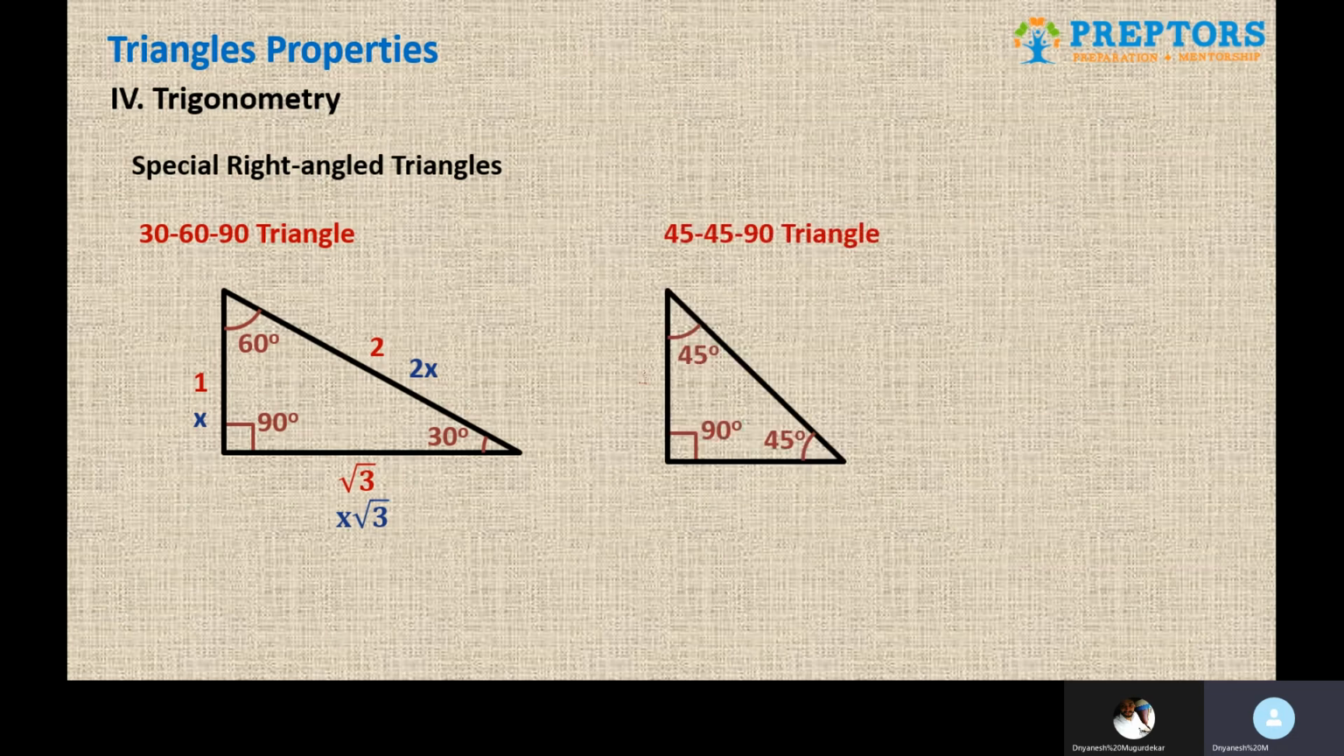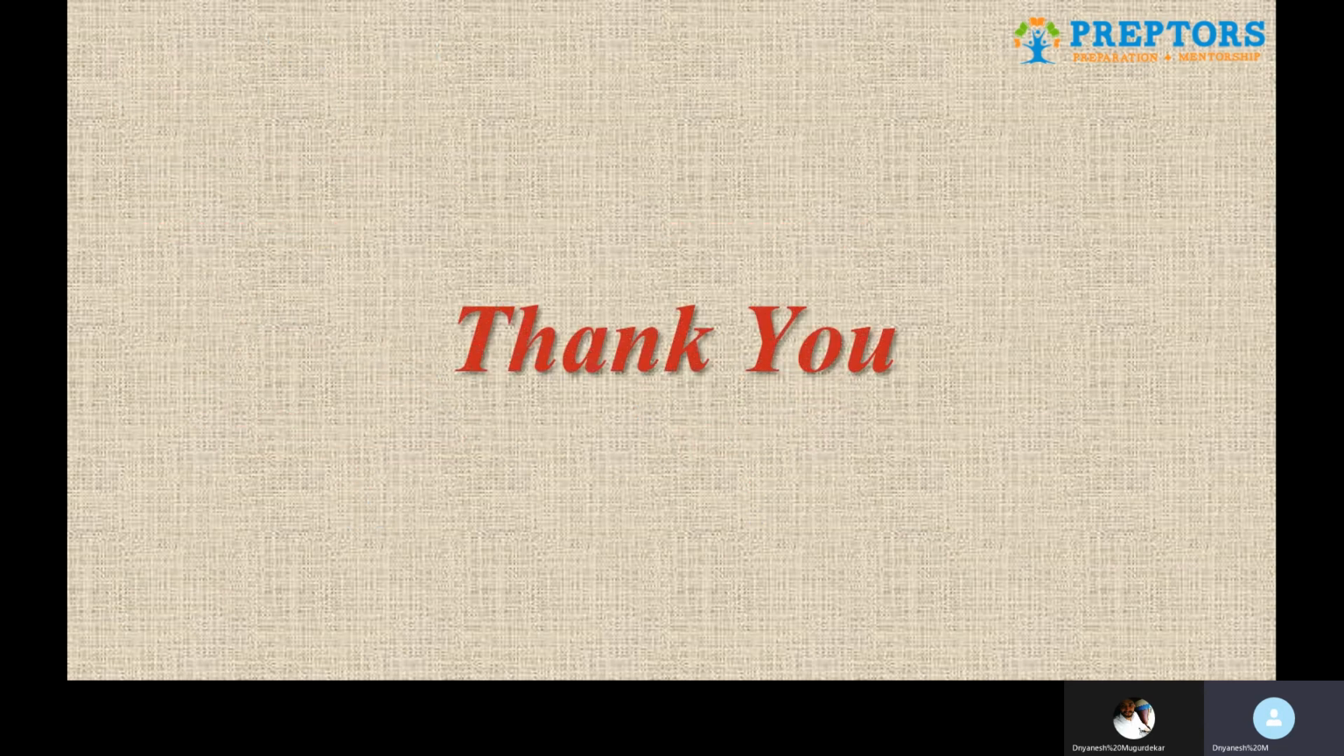Similarly for 45 45 90, what you can remember is the side opposite to 45 degree is 1 by root 2 times the hypotenuse. That's it as far as the G2 part is concerned, and with this we are also done with the triangles part. In G3 we will obviously take on the new topics as far as geometry is concerned.